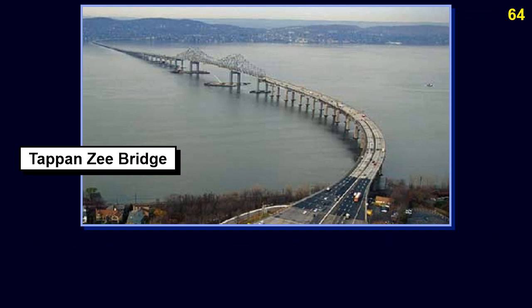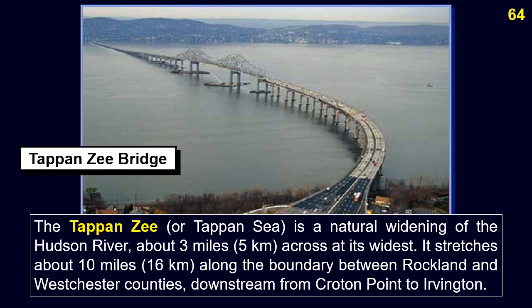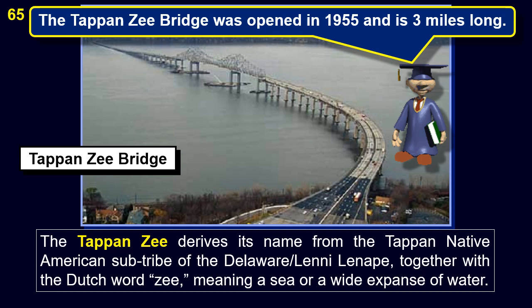Chapter 4. The Tappan Zee is a natural widening of the Hudson River, about 3 miles, 5 kilometers, across at its widest. It stretches about 10 miles, 16 kilometers, along the boundary between Rockland and Westchester counties, downstream from Croton Point to Irvington. The Tappan Zee derives its name from the Tappan Native American subtribe of the Delaware/Lenni-Lenape, together with the Dutch word zee, meaning a sea or a wide expanse of water.